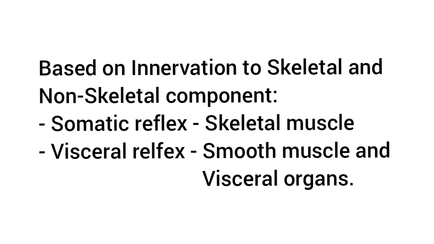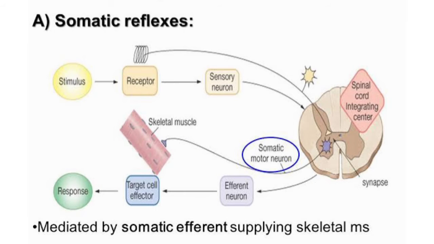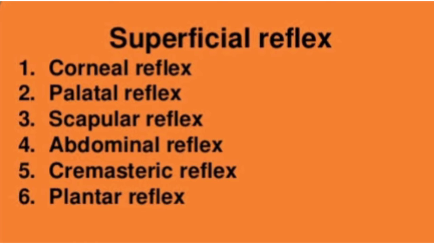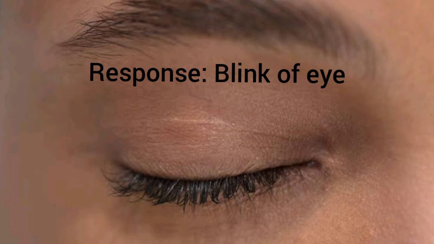Now somatic reflex and visceral reflex. Somatic reflex arise from the skeletal muscle and visceral reflex arise from the smooth muscles, cardiac muscles and visceral organs. On clinical basis, they are superficial reflex and deep reflex. Now we'll see superficial reflex. These are reflexes that are elicited from the surface of the body. Examples are corneal reflex. The stimulus is irritation of the cornea and the response is blinking of eyes.